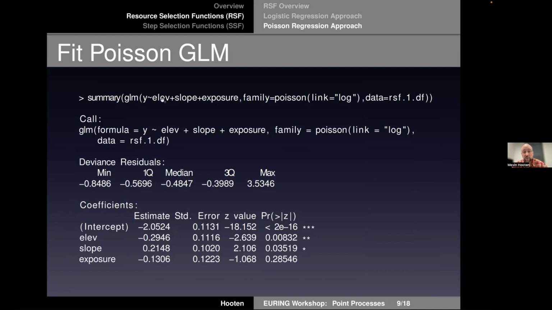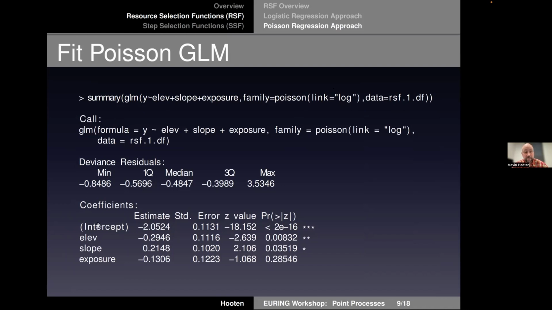And those would be my covariates. I just tell it I want to fit Poisson regression and use a log link. I'll give it the data set that I've prepared ahead of time, and you'll see all the code for this in the files that Brett will send everyone. And let's look at the results.